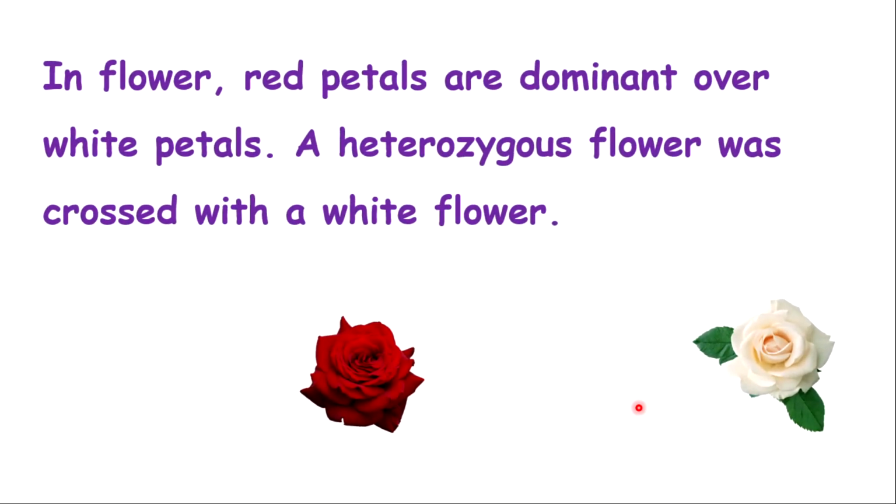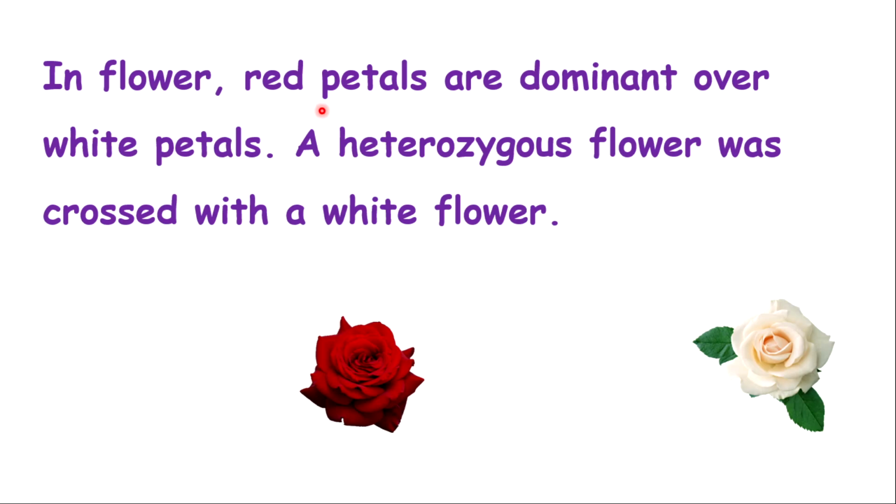Let's say you're in an examination and you see this question. The question reads: in a flower, red petals are dominant over white petals. A heterozygous flower was crossed with a white flower. Notice this statement did not give a lot of information about the flower. It does say that one is heterozygous and the other is white. Now they may ask you to cross these two flowers and determine the possibilities in the offspring. So let's look at it.